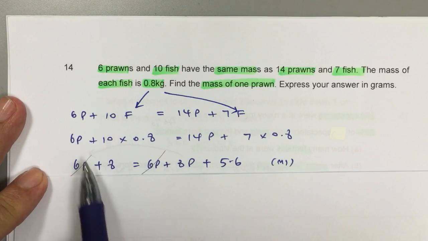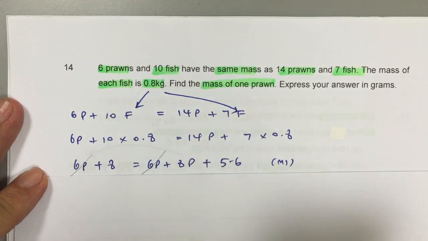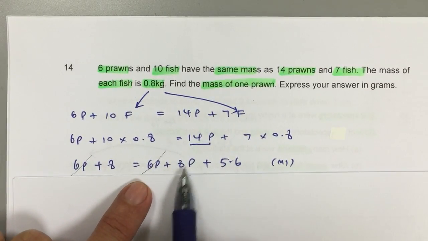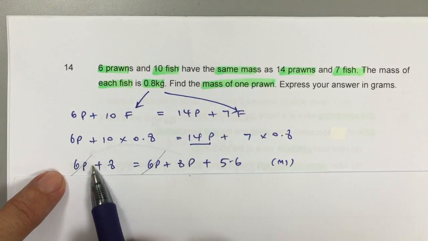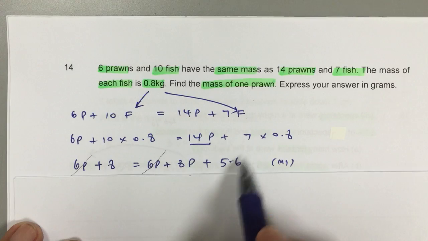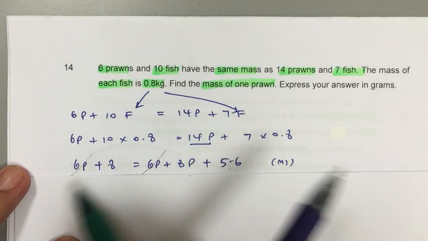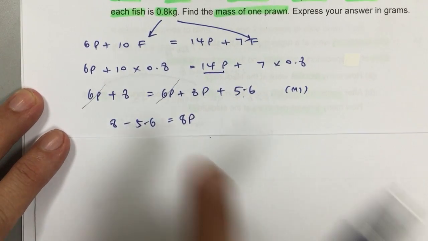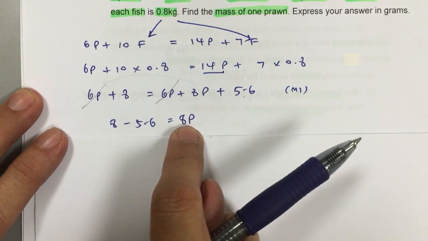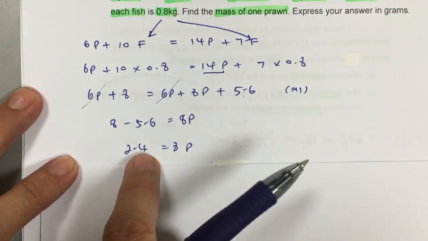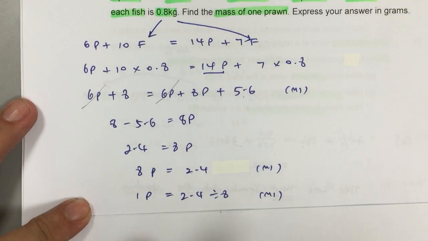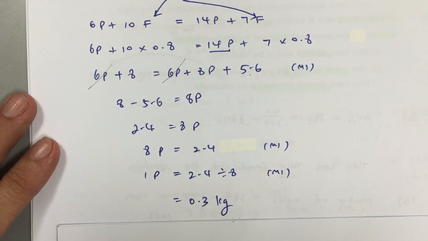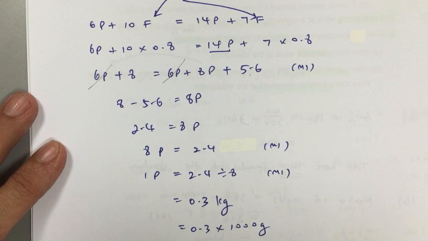I have 6p plus 8, 5.6. And then notice here I break up 14p into 6p plus 8p. Why I break up? Because I want to cancel away 6p on both sides. Then here is 5.6. So I cancel. I have 8p, right? So now 8 minus 5.6 will give me 2.4, which is 8p. I can find 1p now, which is 2.4 divided by 8, 0.3 kilogram. Okay, so the mass of 1 pond is now 0.3 kilogram.